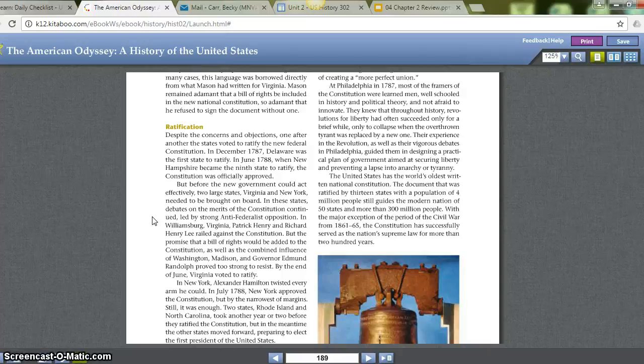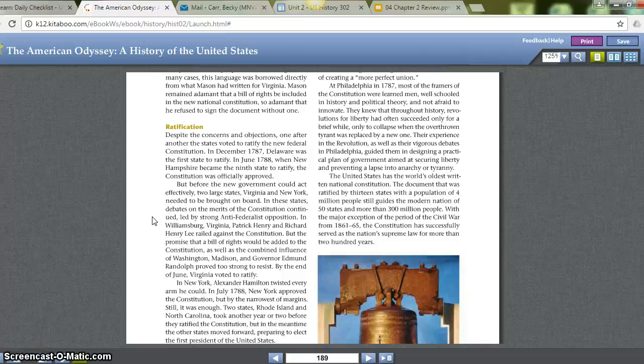But before the new government could act effectively, two large states, Virginia and New York, needed to be brought on board. In these states, debates on the merits of the Constitution continued, led by strong Anti-Federalist opposition. In Williamsburg, Virginia, Patrick Henry and Richard Henry Lee rallied against the Constitution, but the promise that a Bill of Rights would be added to the Constitution, as well as the combined influence of Washington, Madison, and Governor Edmund Randolph, proved too strong to resist.